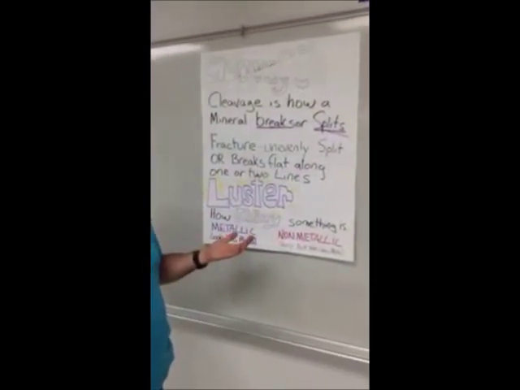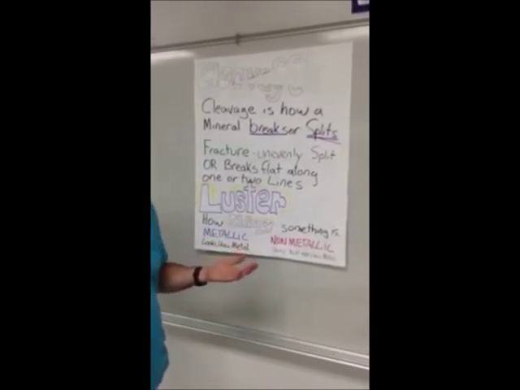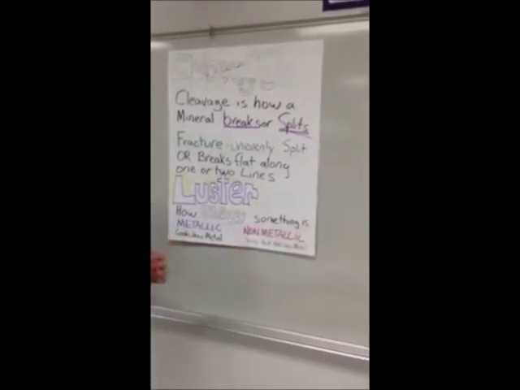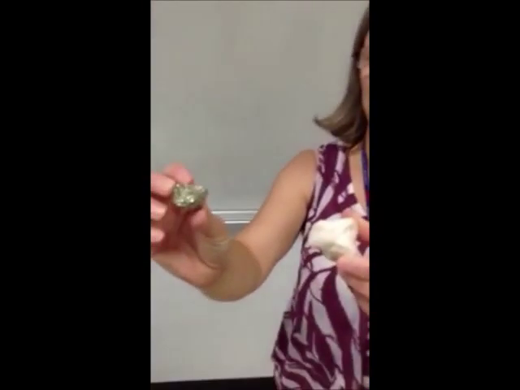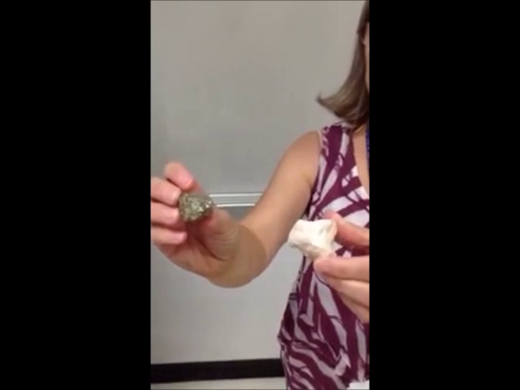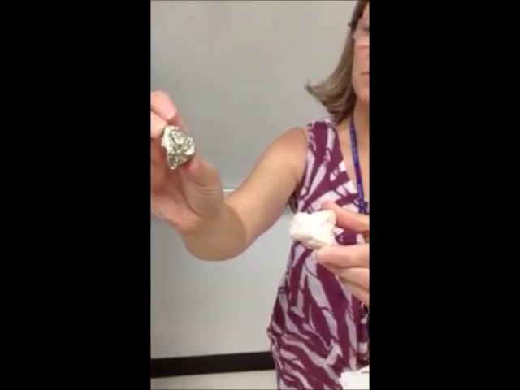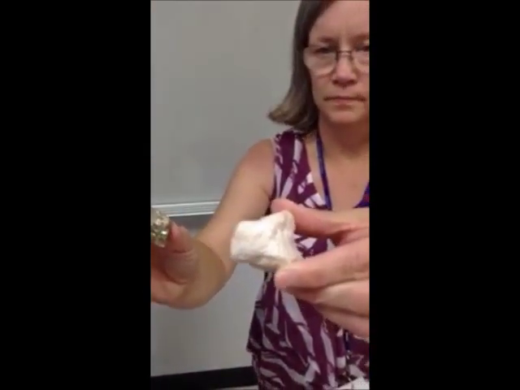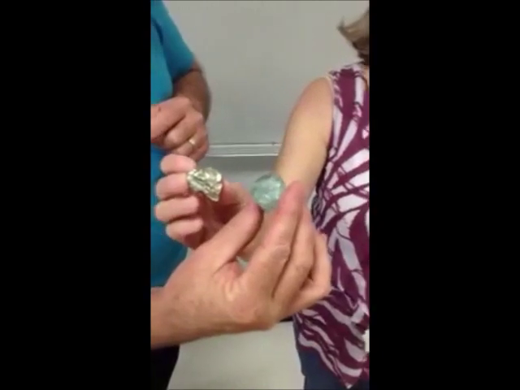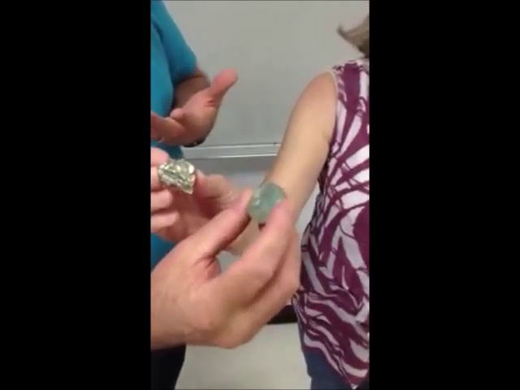Now, luster. Luster is how shiny something is. So here we have two different minerals, and when we talk about luster, one of them is shinier than the other. This mineral has more luster. Okay, so it's just shinier. Also, this one looks like a metal to me, and this one's shiny, but it doesn't really look like a metal to me. So we have metallic and non-metallic. Okay, very good.